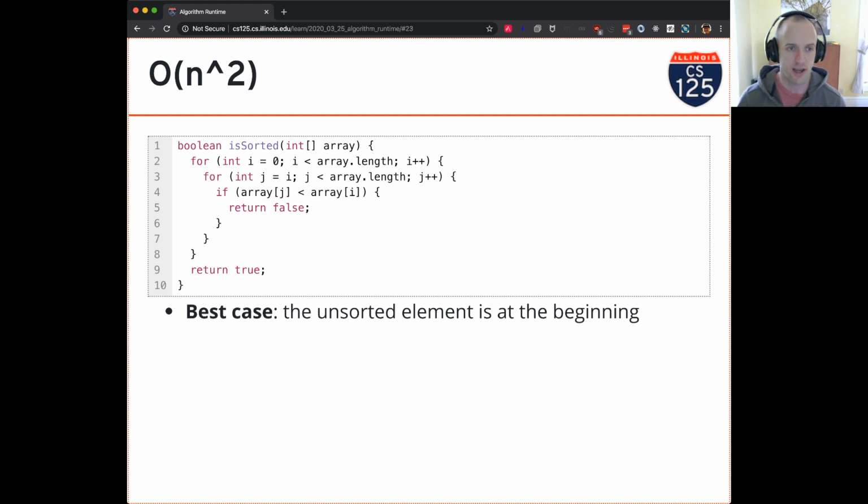So it's looking for an element that's further in the array that's smaller than the current element. If it finds one, then the array is not sorted and it's going to return false, right? Again, this is a dumb way to check if the array is sorted. There's an O(n) algorithm to solve the same problem, right?